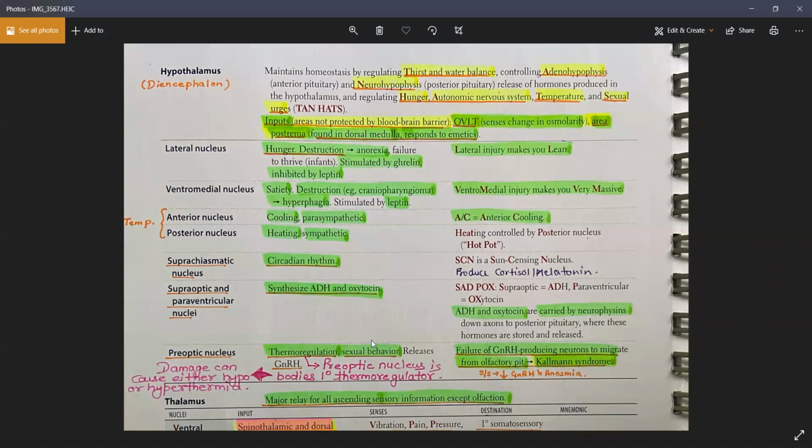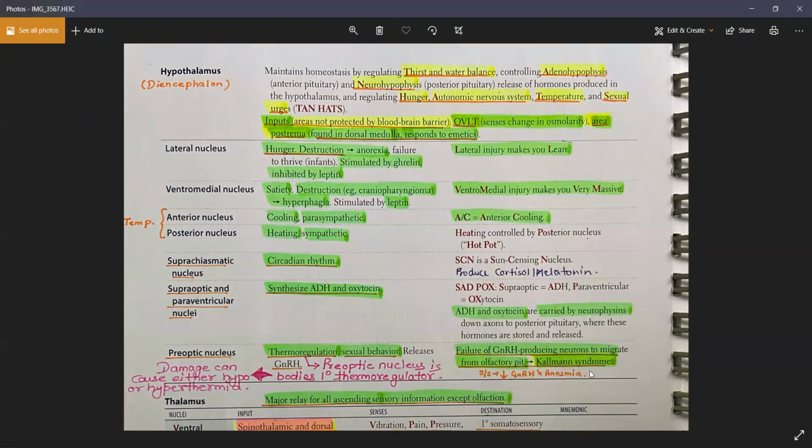Sexual behaviors are controlled by the preoptic nucleus. GnRH is released by the preoptic nucleus, and whenever you have damage to this nucleus, you cannot have GnRH, and what you get is Kallmann syndrome, in which you have a loss of GnRH. You will get low levels of FSH and LH. You will get hypogonadism, right? And you will also get a loss of the olfactory system, so you cannot smell anything. So there is loss of smell along with hypogonadism. That means the patient has Kallmann syndrome, anosmia with low levels of GnRH.